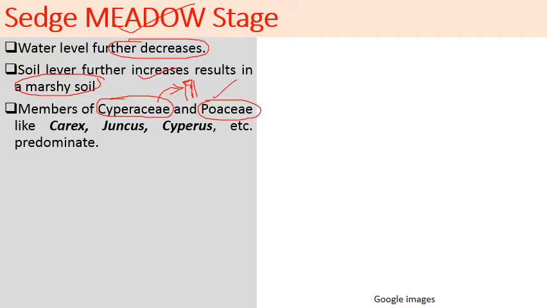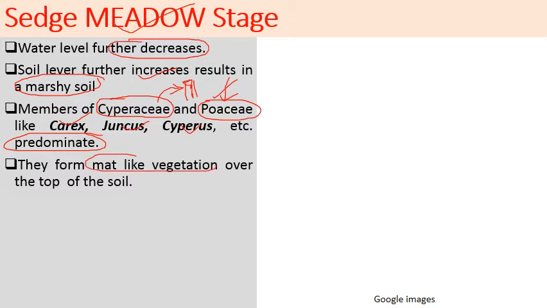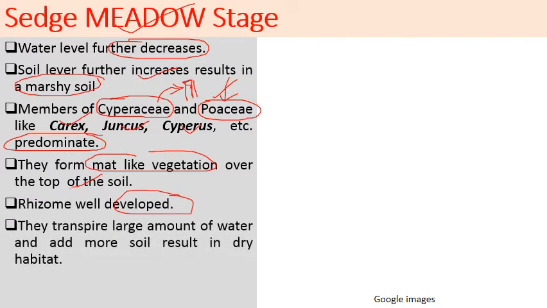And Poaceae includes all the grasses, including cereals. जो हम cereals खाते हैं, like rice, wheat, maize, oat, etc. So these all come in the family Poaceae. It includes examples like Carex, Juncus, Cyperus. And this type of vegetation predominates in this stage, that is the sedge meadow stage. And they form mat-like vegetation all over the top of the soil. जो soil का top है उसमें ये mat की तरह vegetation में grow करते हैं. Rhizome इसमें भी well developed होता है. And they transpire a large amount of water, और जिससे soil में water का level और ज़्यादा कम हो जाता है, and soil becomes dry.